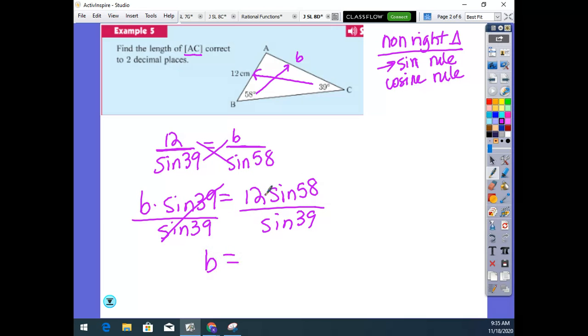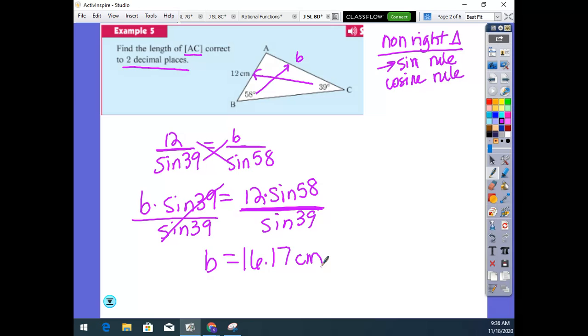And if you plug 12 times sine of 58, now if you're using my graphing calculator, you might want to use the fraction bar. Remember, that's the alpha, the green button, alpha y equals, and then you just hit enter for n over d. Then you can put all this in the numerator and all that in the denominator. And you should, now keep in mind they tell us they want 2 decimal places. So I get 16 and 17 hundredths. This is a side length, so it is centimeters.